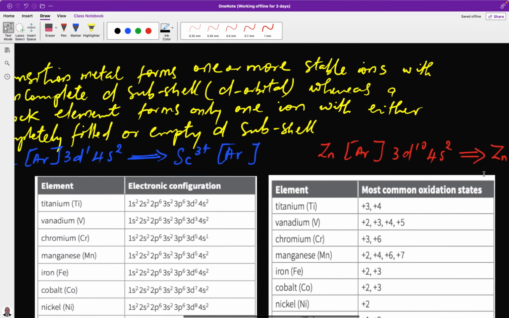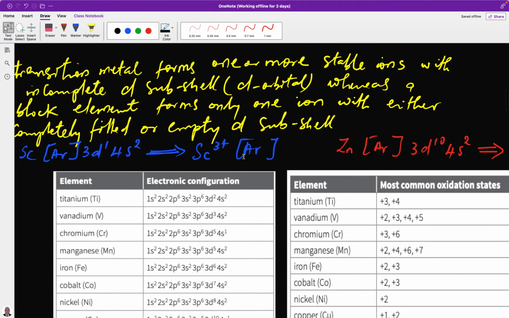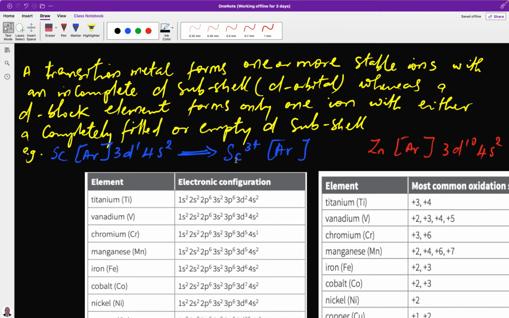So that's why I said, a d block element forms only one ion with either a completely filled d subshell in the case of zinc, or an empty d subshell in the case of scandium. So that is the only major difference. You can't be saying that transition elements form colored compounds, act as catalysts, have variable oxidation states, or form complexes, whereas d block elements do not.